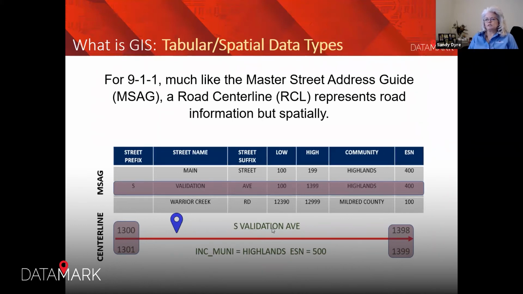In GIS, we have what's called a road centerline layer, and it's kind of the spatial representation of the MSAG, the Master Street Address Guide. So the same elements exist. So while you have low to high here, this also has a low to high, 1300 to 1399. It's South Validation Avenue. It has a community name of Highlands, and it has an ESN as well.